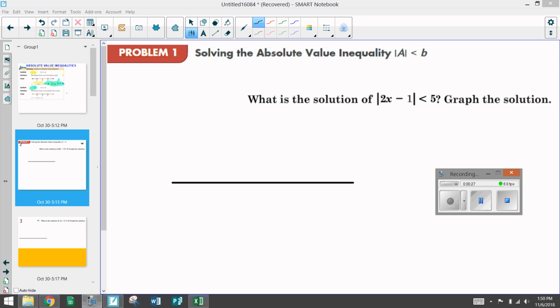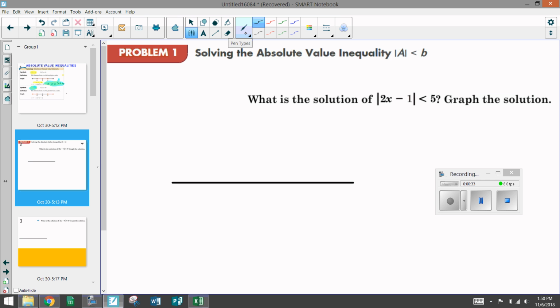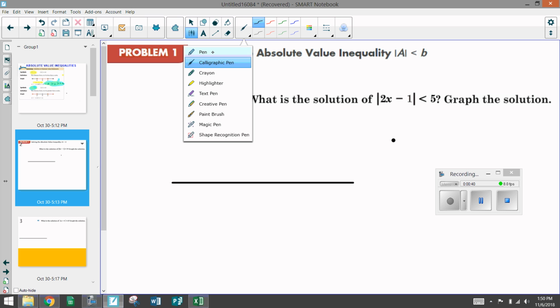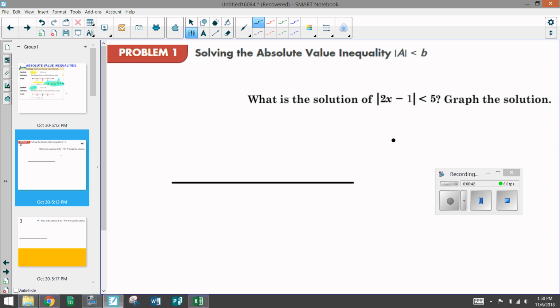What is the solution of absolute value 2x minus 1 less than 5? Can we write this down? Yeah, you can write with me. I'll just explain. You are free to write or not. When you see such an expression, the first step is to get rid of the absolute value.